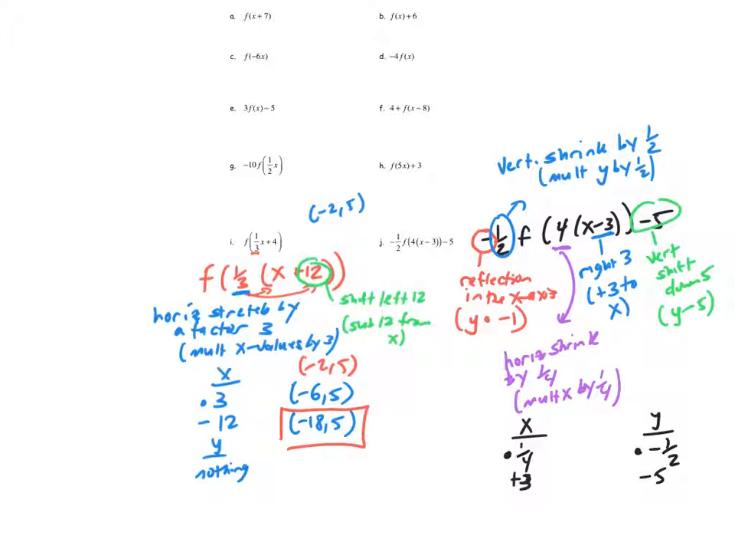And when we perform all of those transformations, we start with x, which is -2, so we would have -2 times 1/4, which would be -1/2, and then we're going to add 3 to that. So that's going to be 5/2. And for y, we're going to start with 5. So 5 times -1/2 is going to give us -5/2. And if we subtract 5 from that, so we'd have -5/2 minus 5, which is 10/2, that will leave us with -15/2.